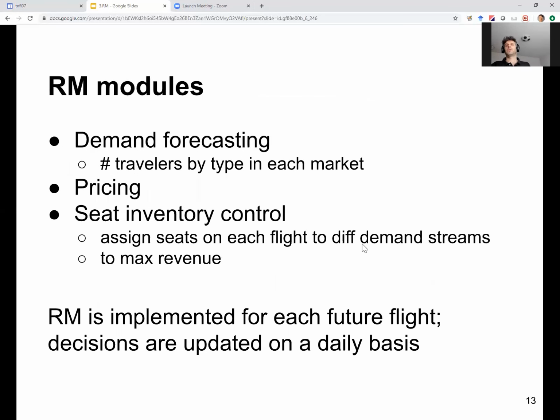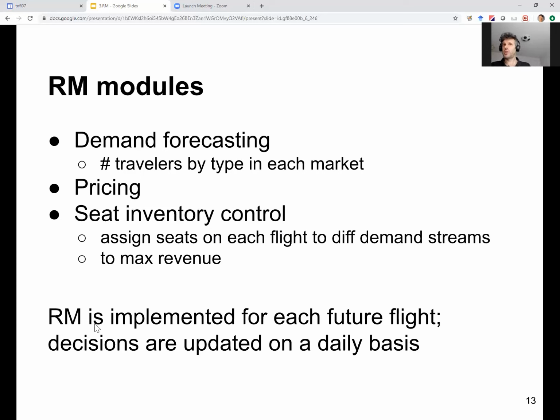Okay, a few words about how things are done. As I mentioned in this general theme, there is some demand forecasting that comes from the strategic planning. The airline is trying to understand how many passengers of different types will want to fly each of its origin destination. Market here means origin destination. The pricing will be the input again. How much to charge is kind of outside of the planning phase. And seat inventory control is exactly what we will be looking at. So this is what we will be doing in this lecture.